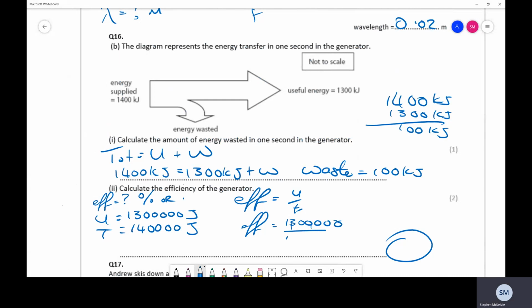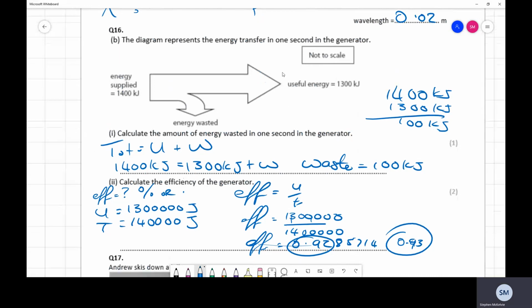1,300,000 joules over 1,400,000 joules. Pop that into here. 0.928... 0.9285714, but we're just going to bring it down to 0.93.